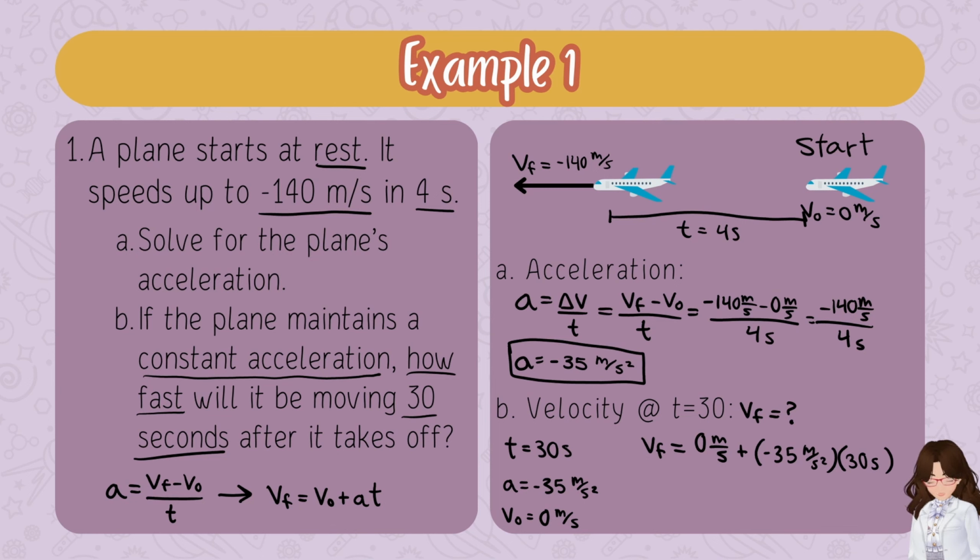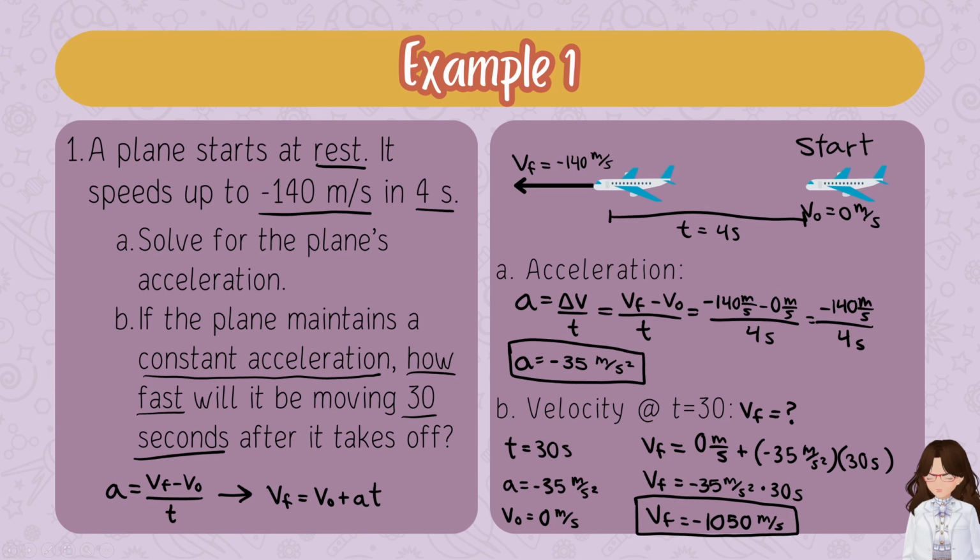The first term is 0, so we're just going to simplify this to the other two. So we get negative 35 meters per second squared times 30 seconds. Notice that the seconds will cancel and we'll be left with meters per second. So we're going to get that our final velocity is equal to negative 1,050 meters per second. So we can see that the plane continues to get faster over time.